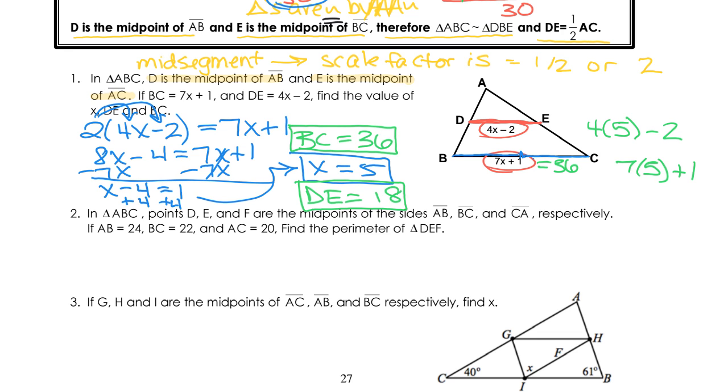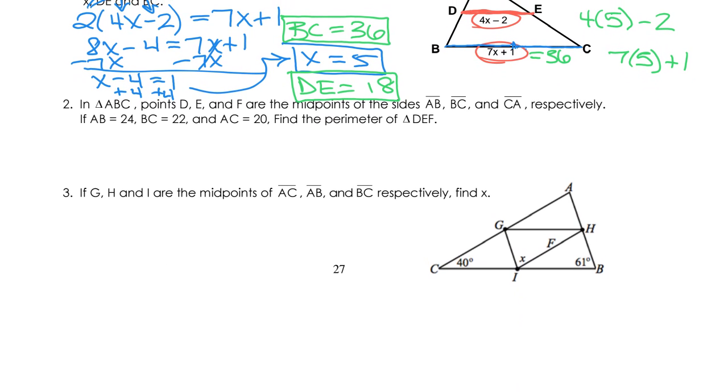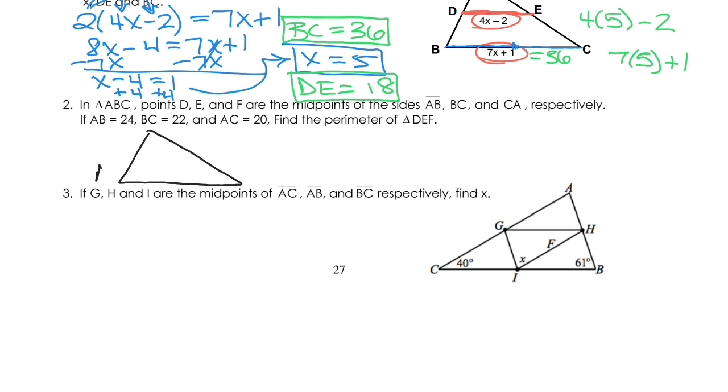All right, and there's that question. All right, number 2. It says in triangle ABC, points D, E, and F are the midpoints of the sides AB, BC, and CA respectively. What respectively means is that D was the first one to be mentioned and AB was the first one to be mentioned. Therefore, D is the midpoint of AB.